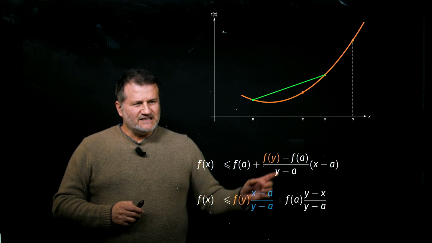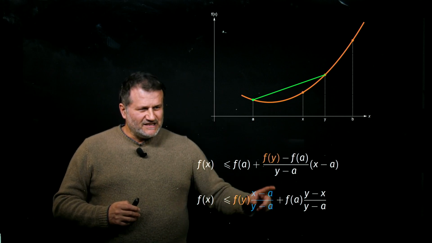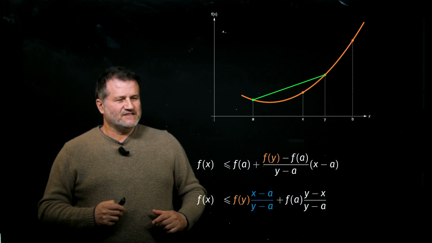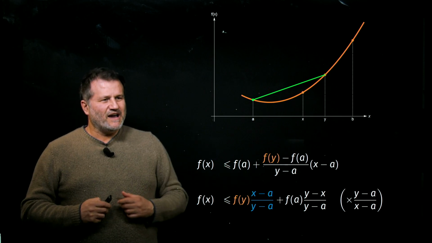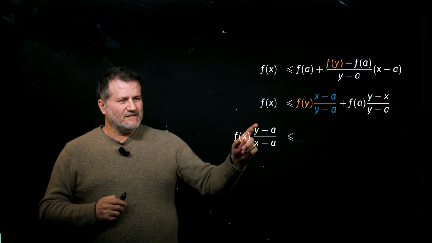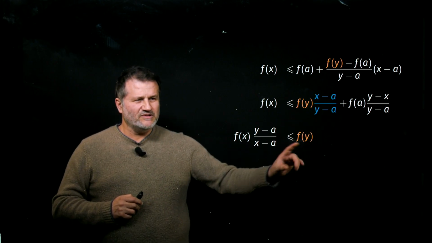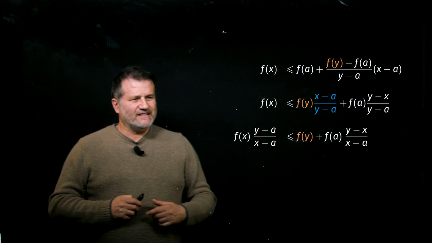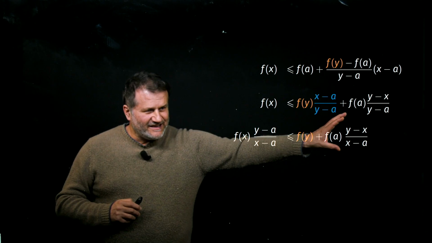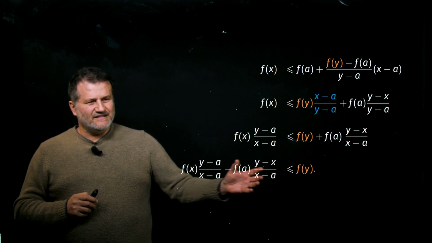Now, since we took x between a and b, in particular x minus a is different from 0, we can divide by this factor, which is non-zero. So we multiply by the reciprocal, which is (y minus a) divided by (x minus a). And what we obtain is f(x) times (y minus a) divided by (x minus a) is less or equal than f(y) alone plus f(a) times (y minus x) divided by (x minus a). Finally, carrying this to the left, we have this final inequality, f(y) larger than this.